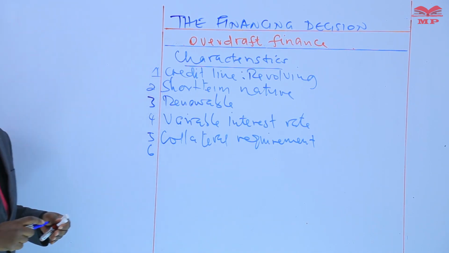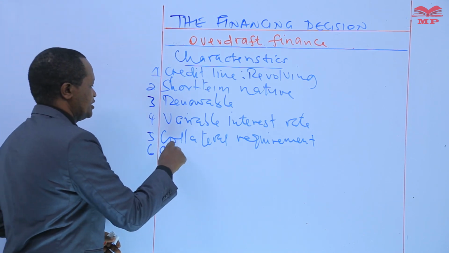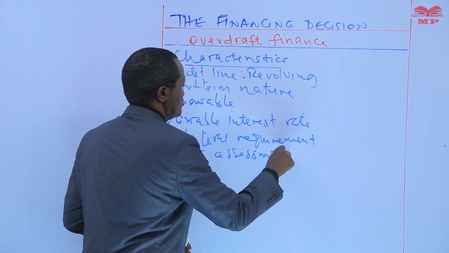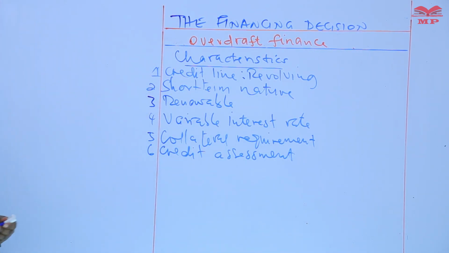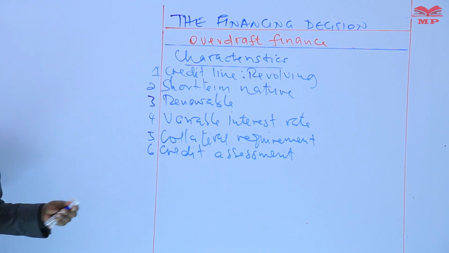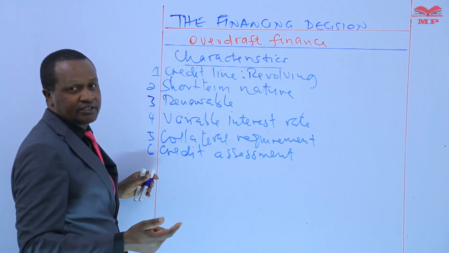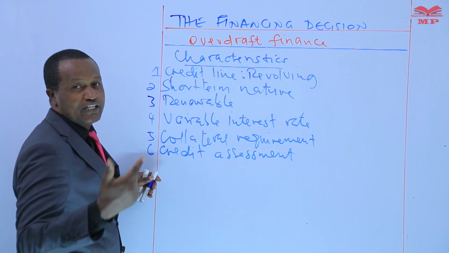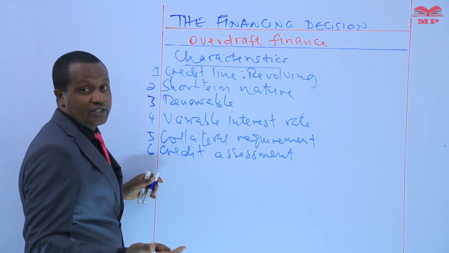The sixth characteristic is in relation to credit assessment. Before approving an overdraft, banks assess the creditworthiness of a business, considering factors such as the ability to pay, the financial stability, the credit history of the account holder, and so on.